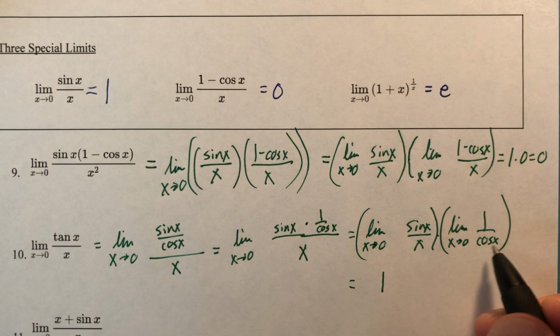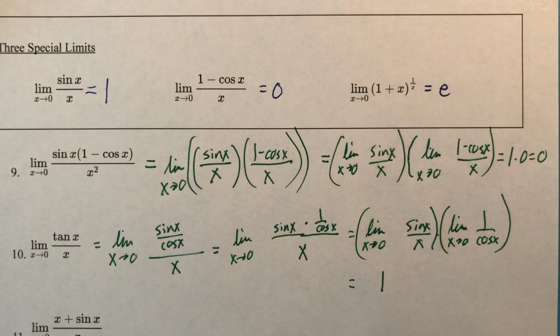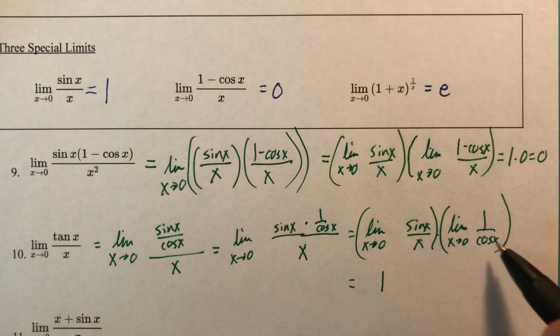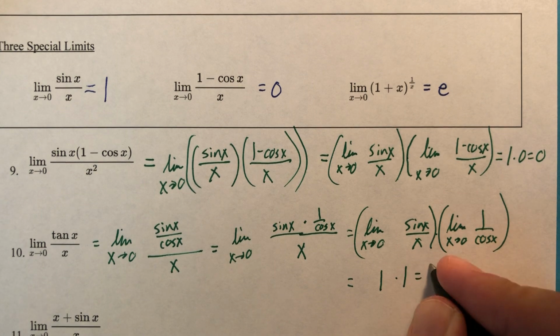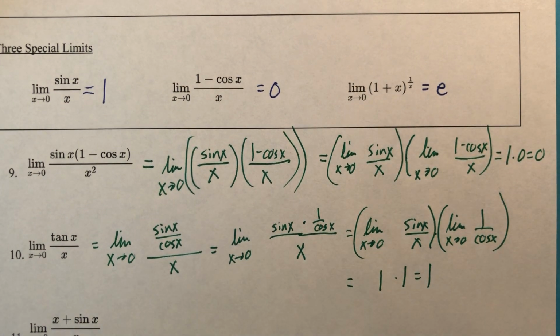And you might say, well, I can't plug a 0 in here. I'm plugging a 0 into the denominator. Yeah, you're plugging a 0 into the denominator. Cosine of 0 is what? 1. I have 1 over 1, which is 1. Final answer is 1. Man, that was fun.